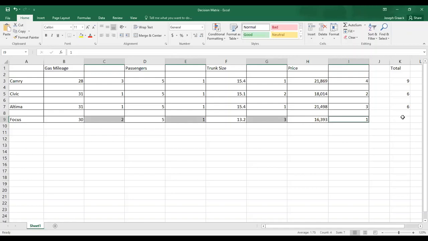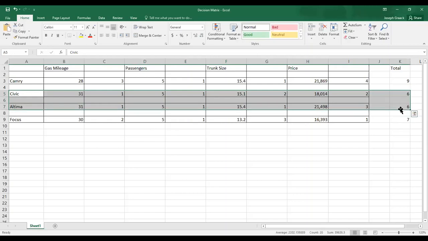Here we've got a total of 7. Okay? So right here we have the Civic and the Altima as the 2 best examples of cars based on the criteria that we chose. Now, when you look at this, one is almost $3,000, $3,400 cheaper than the other model.